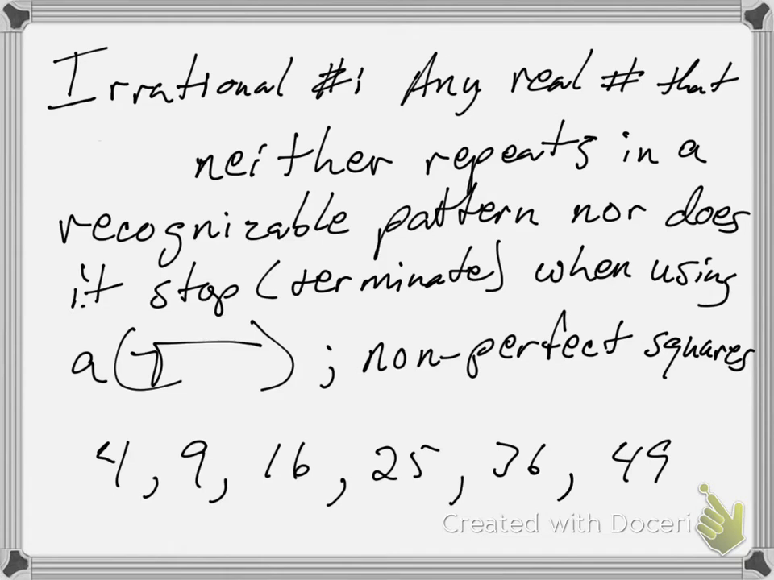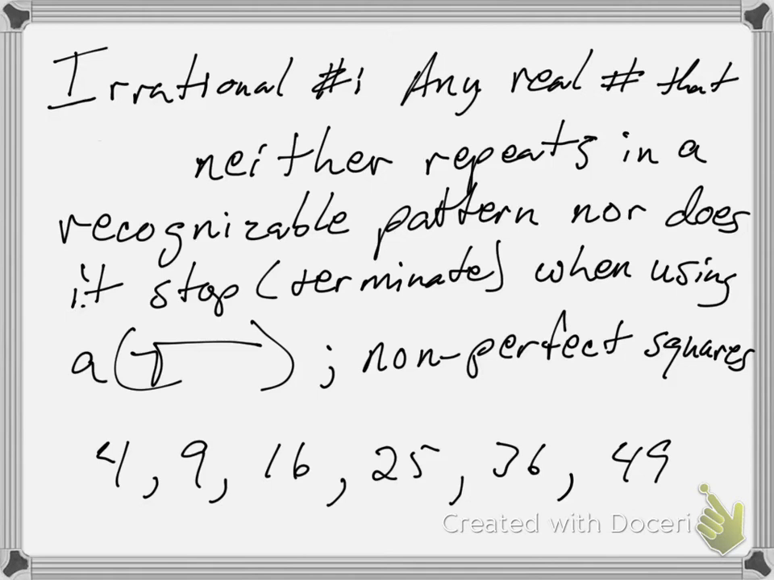So these are perfect squares. What I mean by that is 2 times 2 is 4. 3 times 3 is 9. 4 times 4 is 16. So the square root of 16 is 4. The square root of 9 is 3.